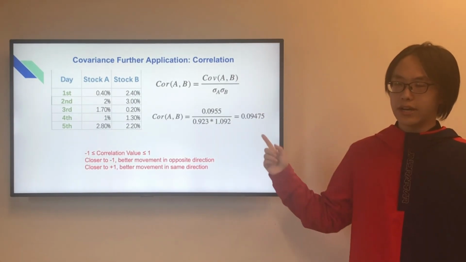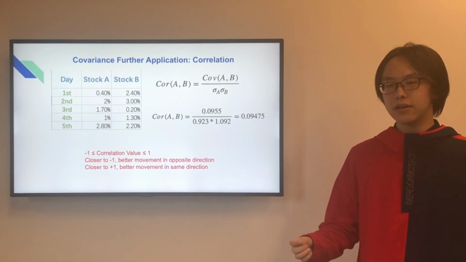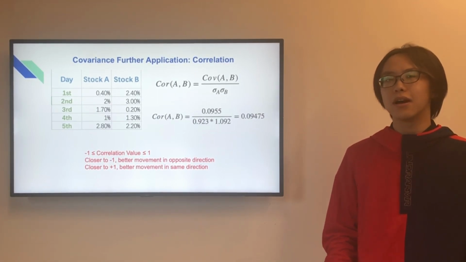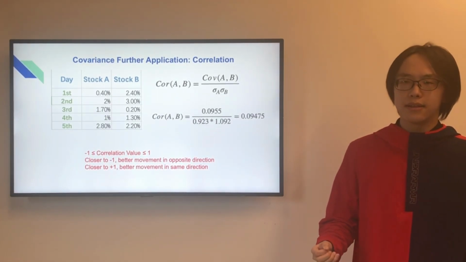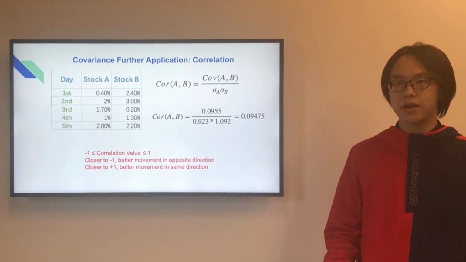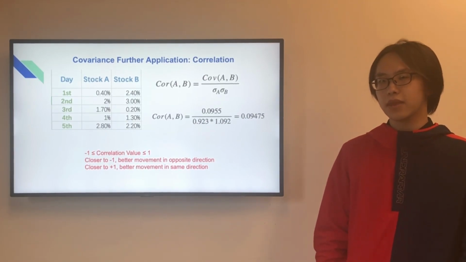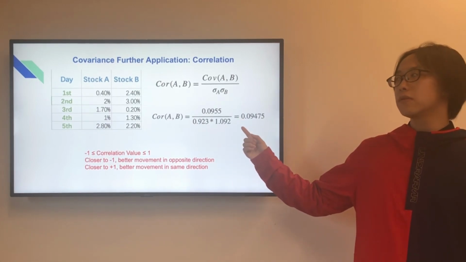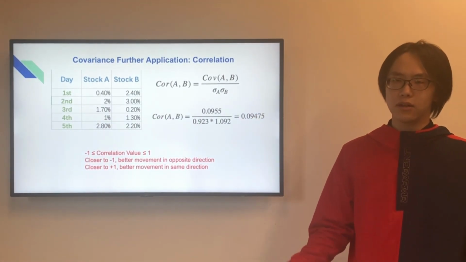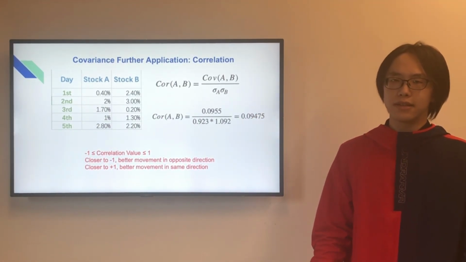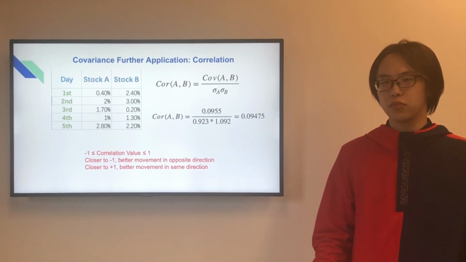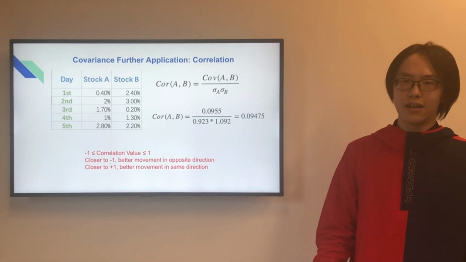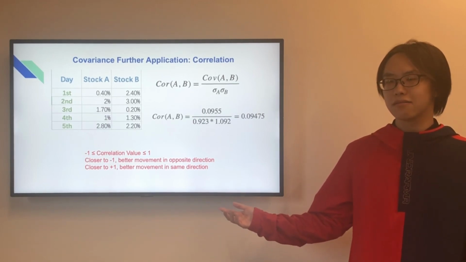So suppose that the correlation value is -1. It tells you that they move in perfectly opposite directions. If it is 1, it tells you that they move perfectly in the same direction. So now check this example. The value is close to 0, which means they move in random directions instead of moving together. So you may not want to invest in this stock.